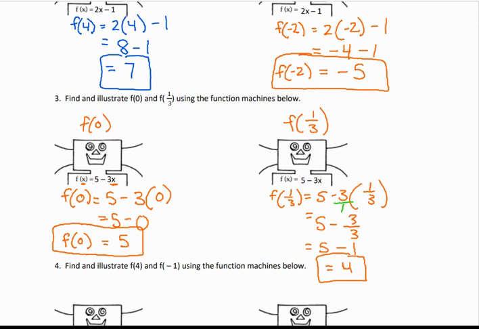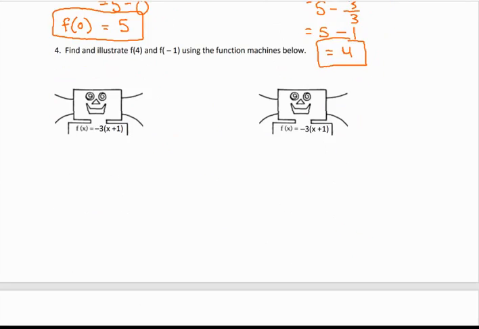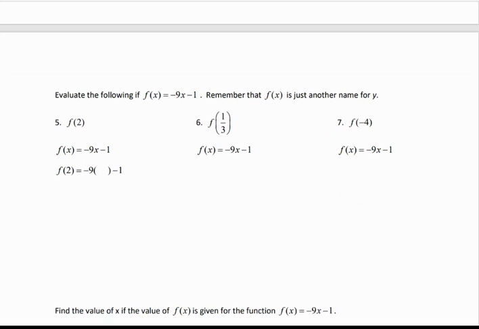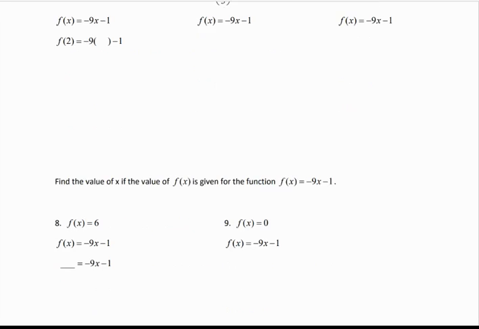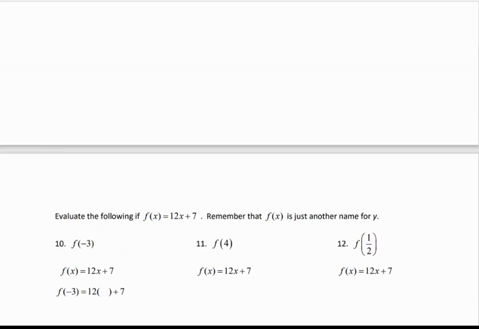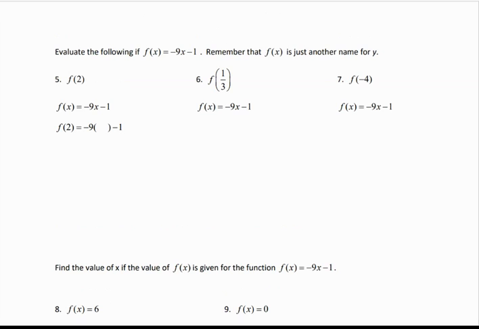Okay, we are going to skip down a little bit. So skip 4 for now. And we're going to go down to, I just want to see how many there are. Okay, we're going to go down to this page. So 5, 6, 7, 8, and 9. Okay, so skip 4 for now.